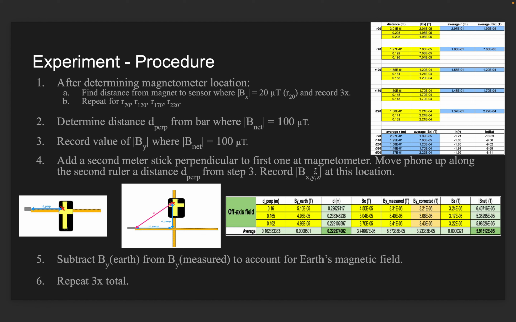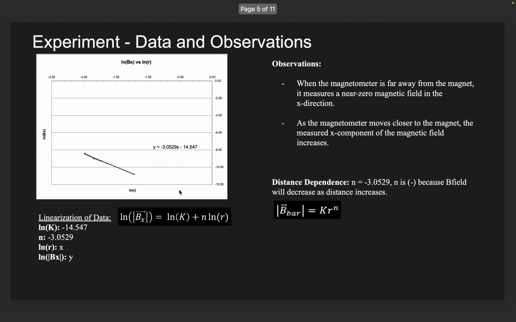Then you're going to add a second meter stick perpendicular to the first one at the magnetometer. Move the phone up and along the second ruler a distance d perp from step 3, which you were finding there. And then you're going to record the Bx, By, and Bz at this location. And you can see my sample observations here. Then you're going to want to subtract By of Earth from By measured to account for Earth's magnetic field, and repeat 3 times.